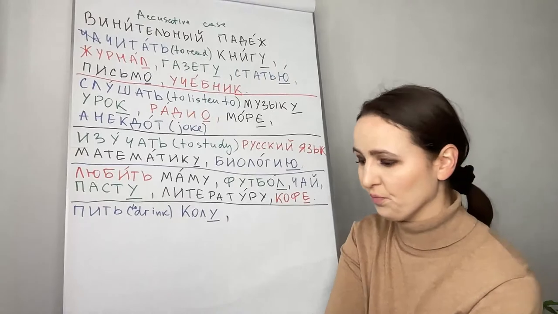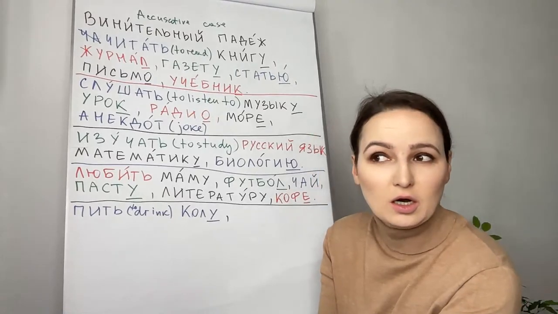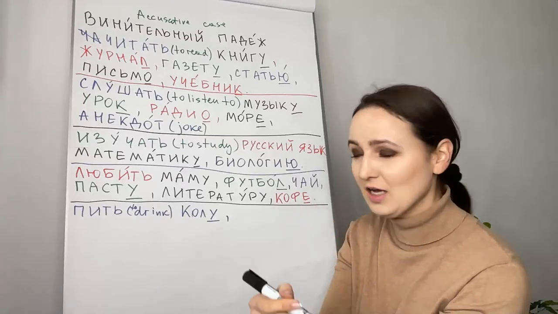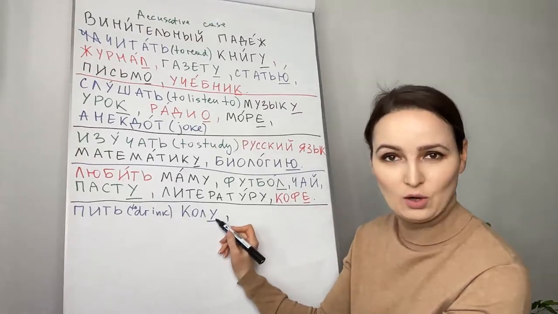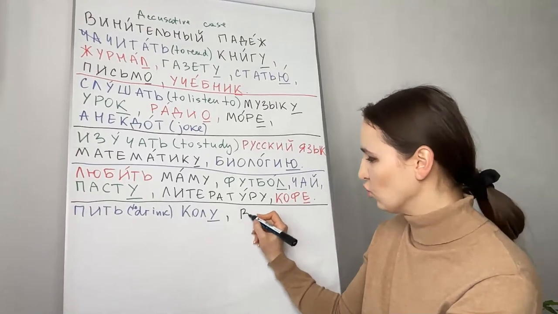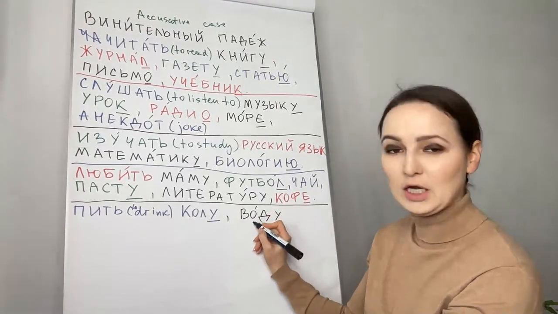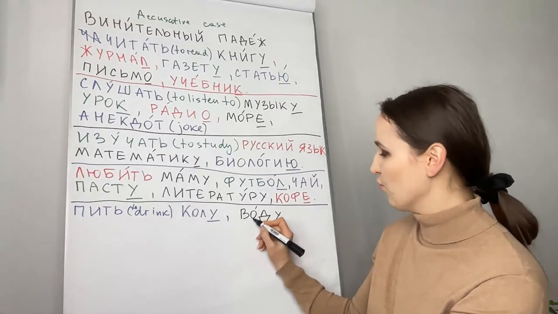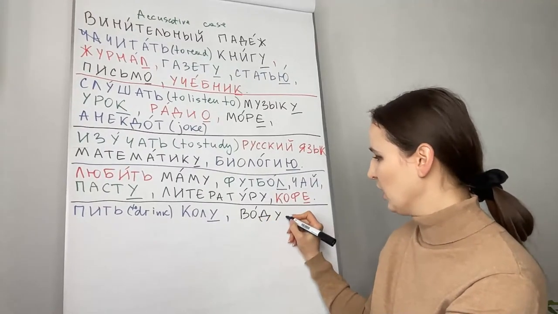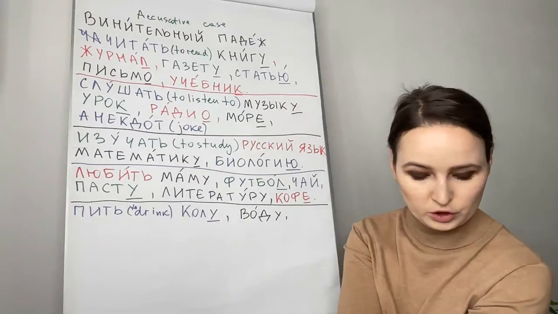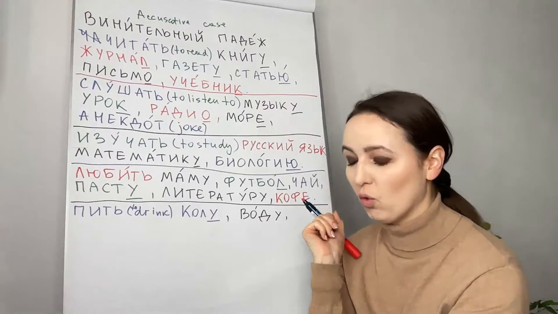Пить воду, to drink water. Water is вода, ends in а. So again, we have to replace а with у. Воду. Don't forget that О is stressed here. Воду. To drink water. Очень хорошо. Пить воду.